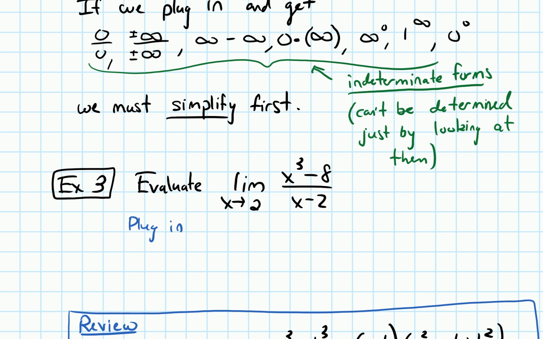So let's plug in, because that's our first step when we do things algebraically. And that gives us 2 cubed minus 8 on top, over 2 minus 2 on the bottom. So the top is 0, and the bottom is 0. And that is one of our indeterminate forms. And when we have an indeterminate form, we need to simplify.